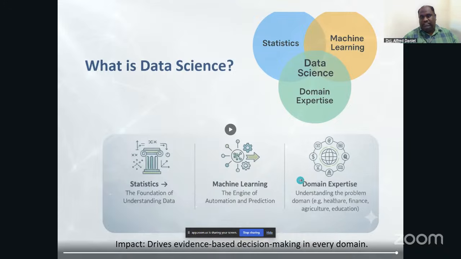Next comes the domain experts. That is important. The understanding of the problem domain is very, very important to build a data science framework. Being in healthcare or finance or agriculture or education, domain expertise is very, very important. So what will be the impact? The impact will be that it drives evidence-based decision making in every domain. So these three components are integral: statistics, machine learning, and domain expertise.